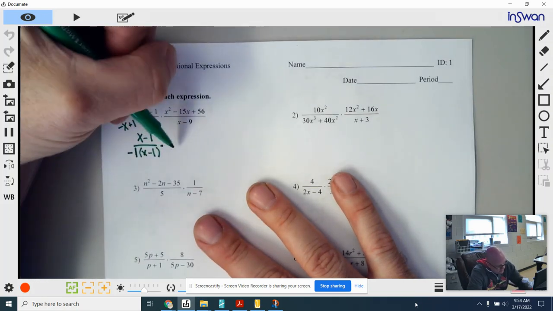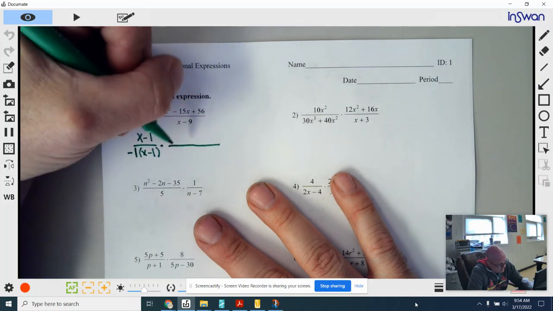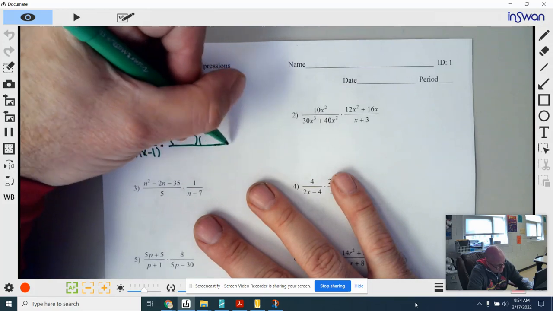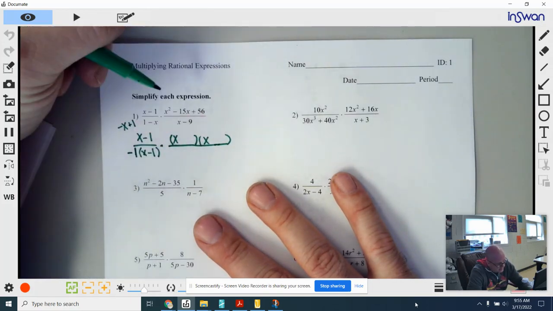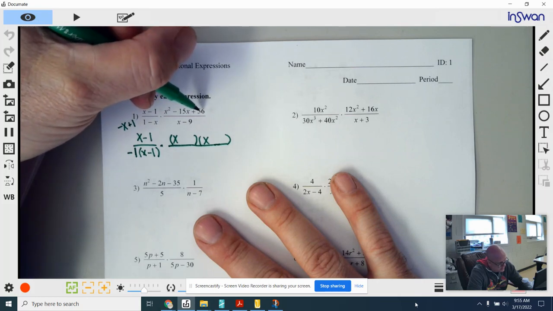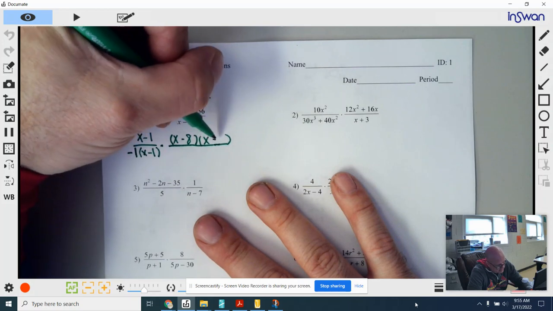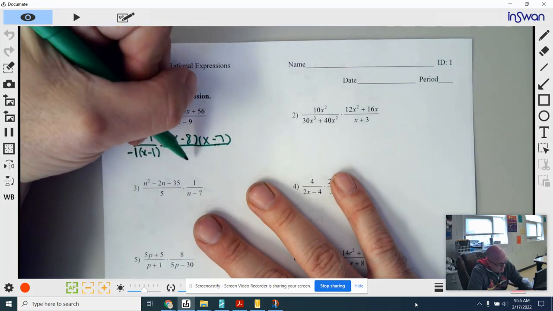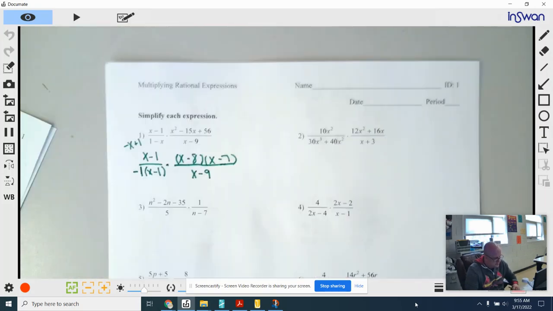Okay, then I come over here and I see this x squared minus 15x plus 56. And I'm thinking, well, that is going to factor out. So I'm going to do my two parentheses, x and x. Okay, two numbers that multiply to 56, but add to negative 15. So a negative 8 and a negative 7. And then on the bottom, you have this x minus 9.